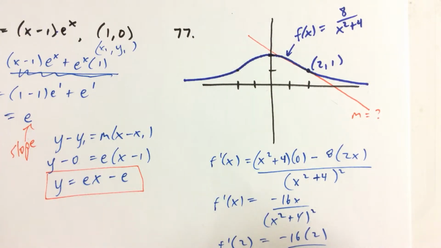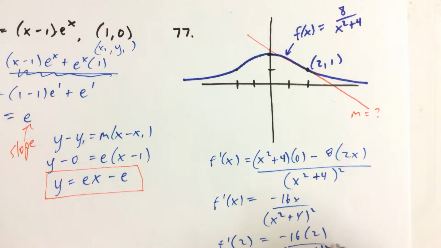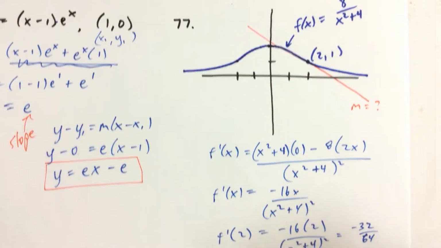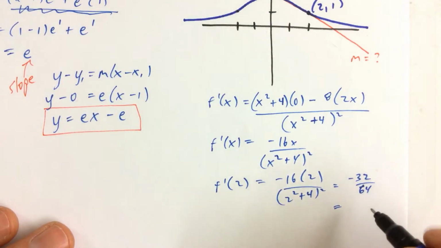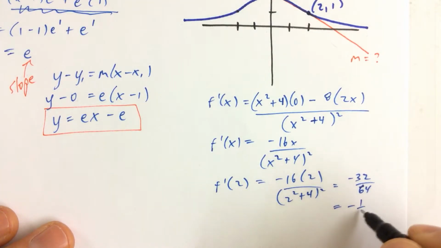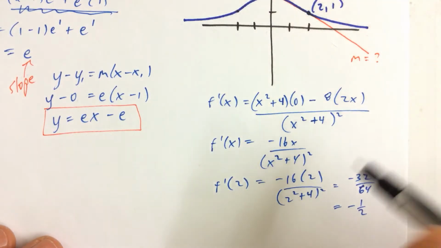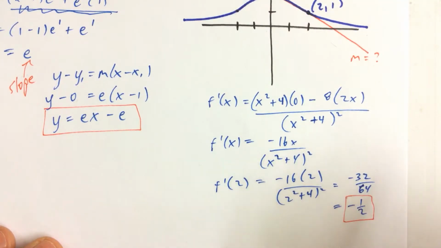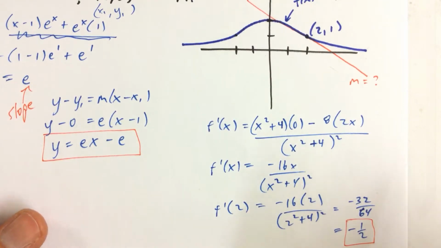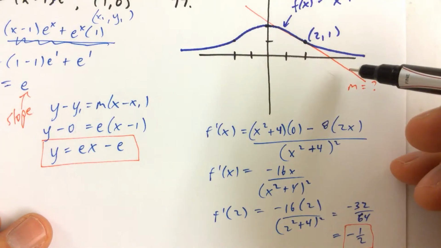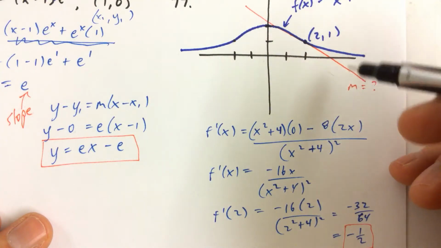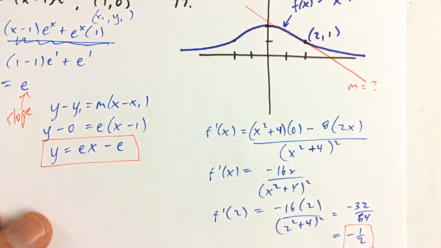After replacing x with 2, we're just going to simplify that a little bit. Negative 32 over, now what is this? We have 4 plus 4 is 8. 8 squared is 64. And so we get a slope of negative 1/2. So f prime of 2 is negative 1/2, and that's consistent if you look at the graph as to what I just drew. And so negative 1/2 is a reasonable slope for that, so I'm good with that.